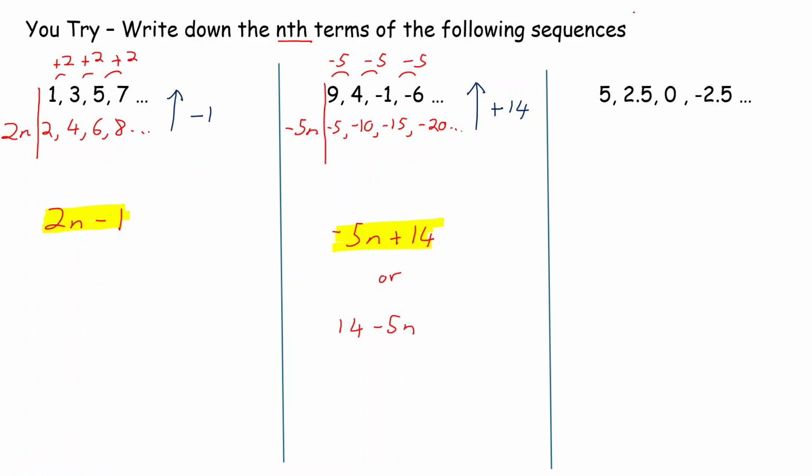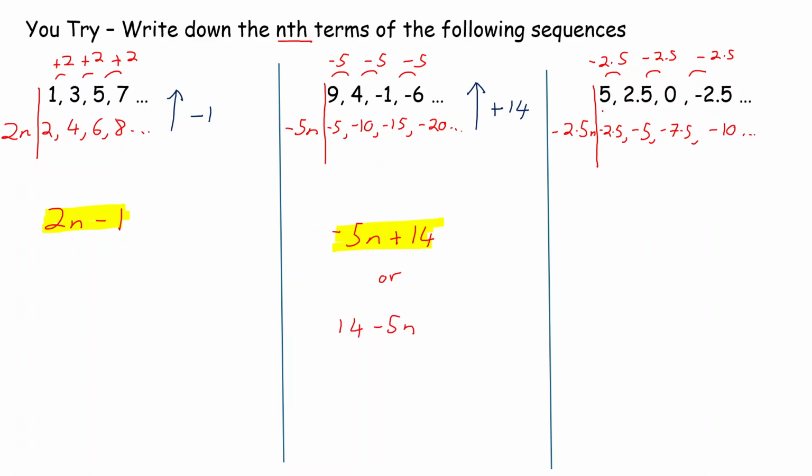Good. Last but not least, we've got decimals and we're decreasing, but it's the same idea again. So here we are decreasing by 2.5, decreasing by 2.5, decreasing by 2.5. So we've got a constant decrease there, which means in terms of n, we can write it as -2.5n. So your first term is going to be your 2.5 times table, but it's negative, so your first one's going to be -2.5, and then -5, -7.5, and then -10, so on and so forth.